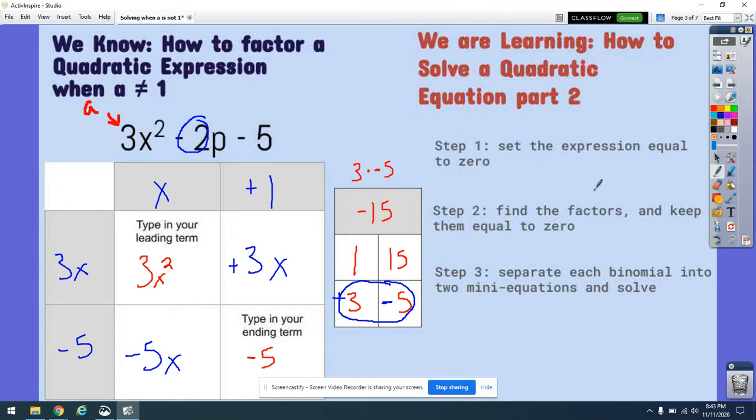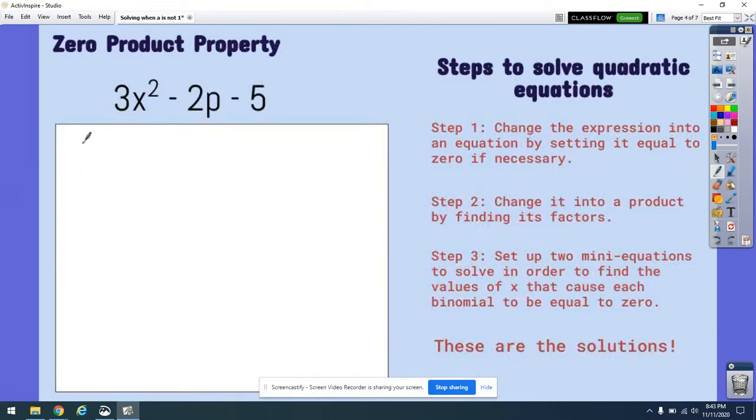So now we're going to apply what we did last time this week and solve these. It's pretty straightforward. So we have our 3x minus 5 from that first slide, and my x plus 1. Now remember, change the expression into an equation by setting it equal to 0. So what that means is the zero product property: what terms can make this little binomial 0, and what term can go here to make this also 0. So that's what we're setting up here. So now what's going to happen is we change into the product. That's what we factored here. And I'm going to set up my two mini equations.